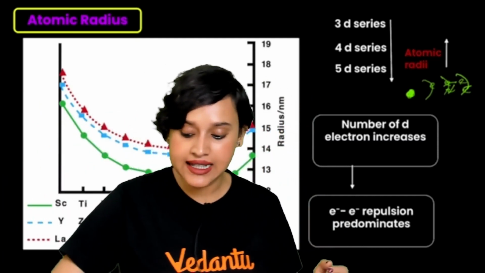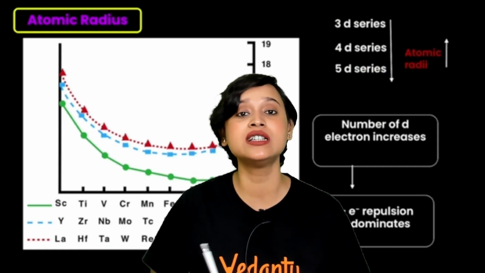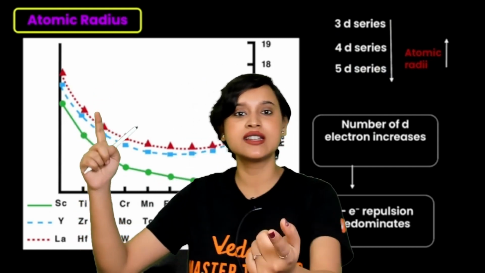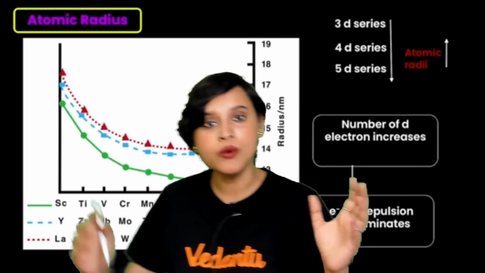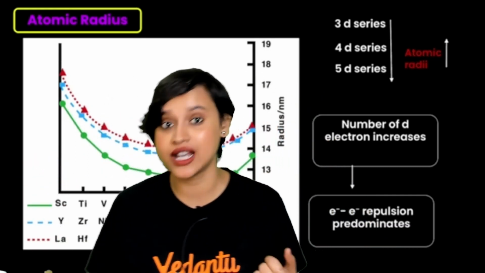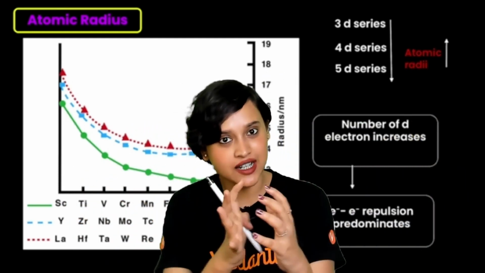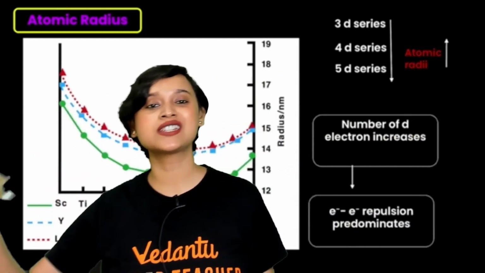Alright, and the size increases. So basically there are two factors that work here. The moment you see that the atomic radius is increasing, what is the reason? Electron repulsion. The moment you say that the size is decreasing, that means the number of d electrons has increased. That means Z effective has increased. Z effective increases, atomic size reduces.